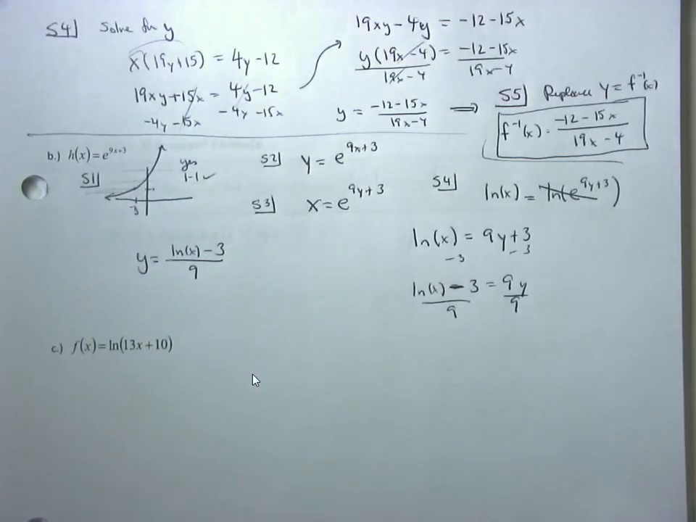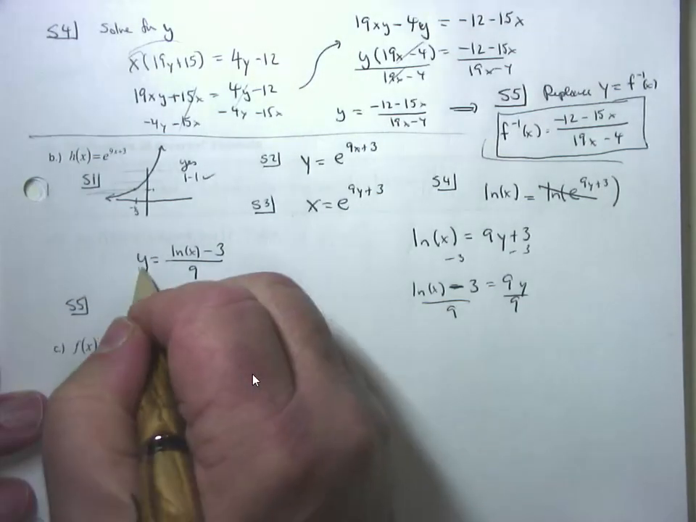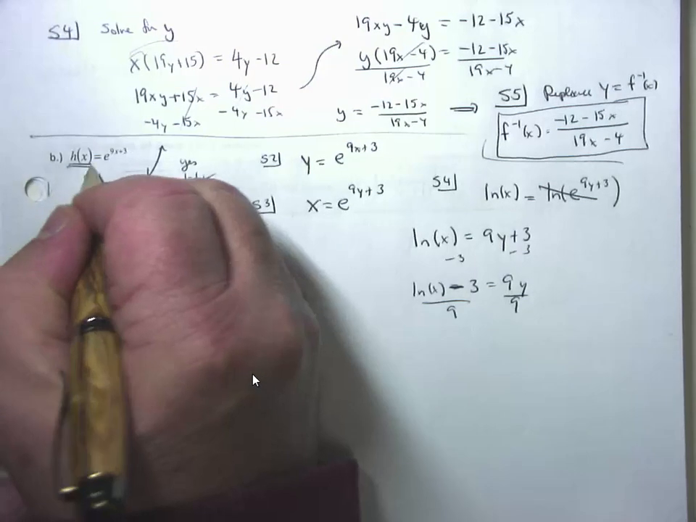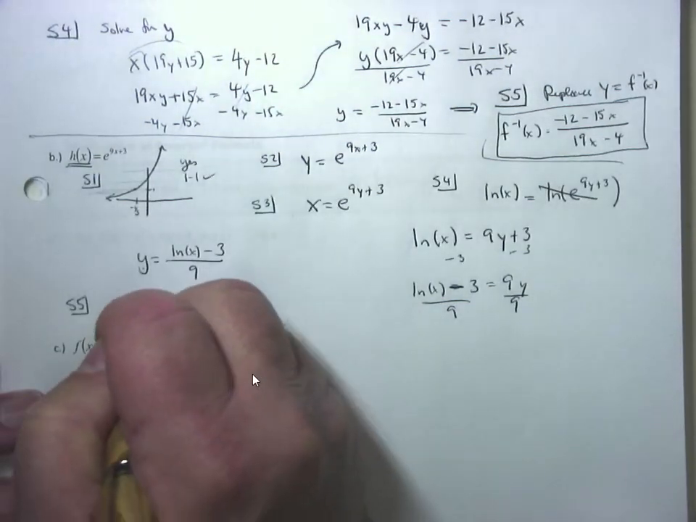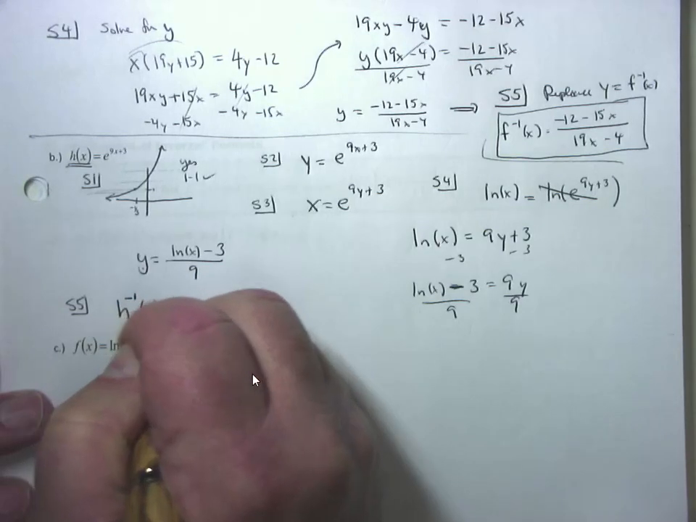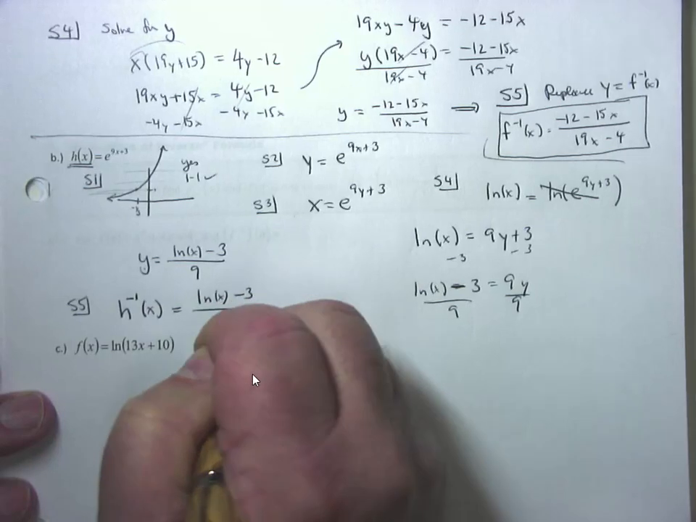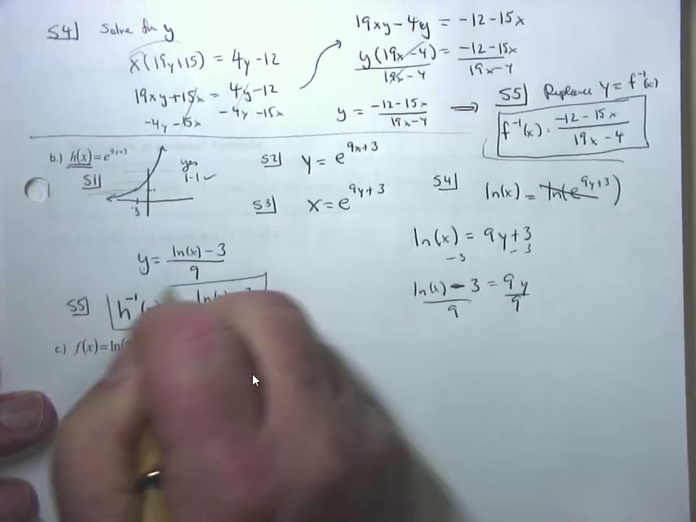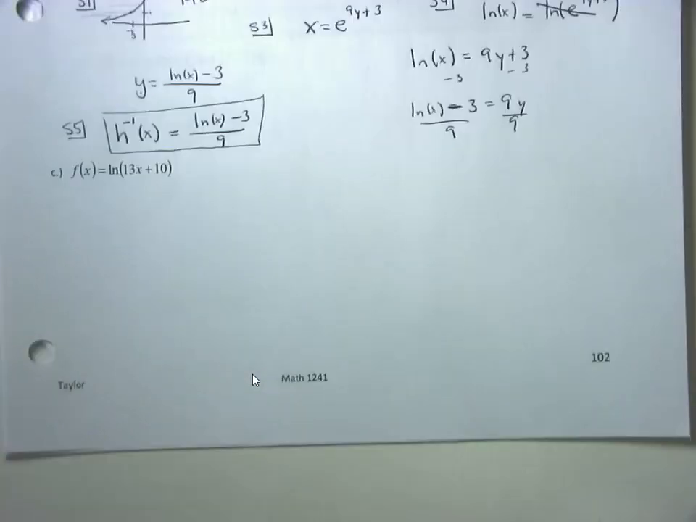And then step number 5, replace y with the functional notation. What was this function called originally? H of x. So the inverse would be h with a little minus 1. H inverse of x is equal to the natural log of x minus 3 divided by 9. And similarly, last but not least, f of x is equal to the natural log of 13x plus 10.